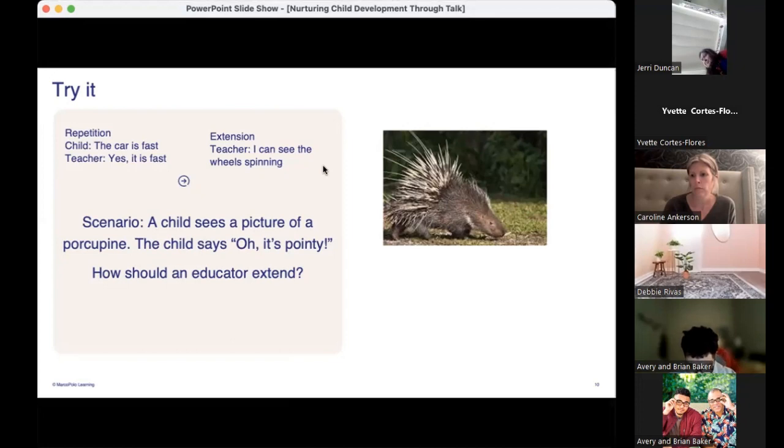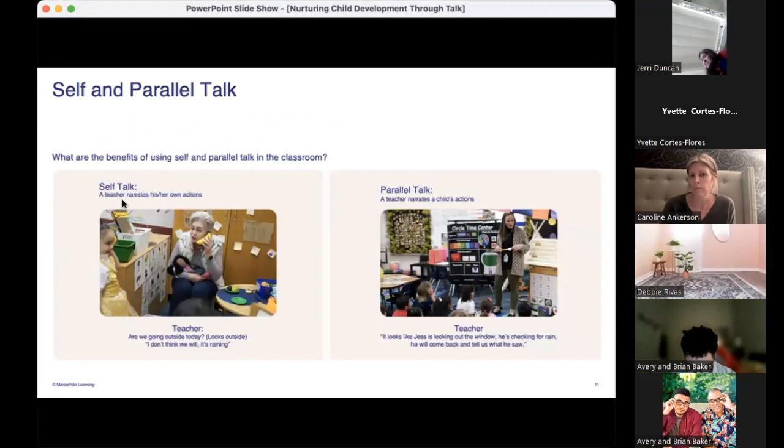So telling your teachers or working with teachers as yourself, having them even be cognizant of how many times they're using repetition and then introducing them to extension, you'll see that there's an increase in extension. The other types of language you want to see in the classroom is self and parallel talk. So self-talk, now parallel talk has a different definition. This is self and parallel talk as it pertains to teacher language.